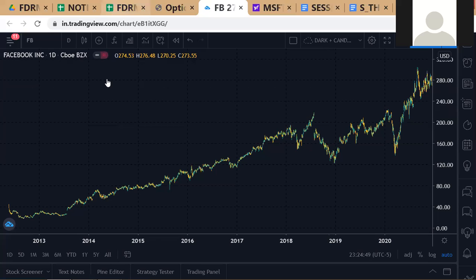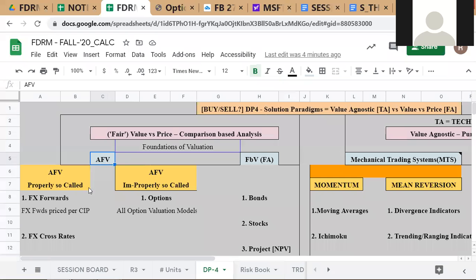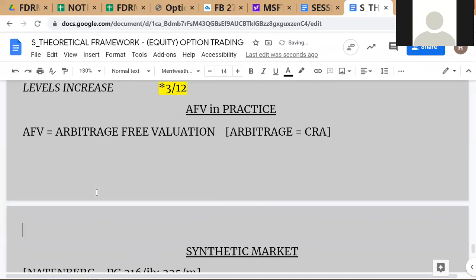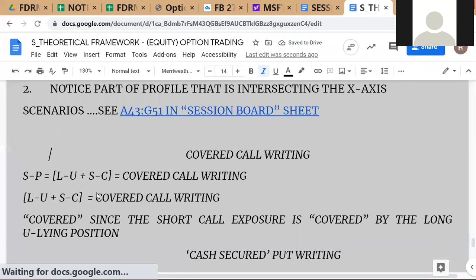But the other way of arriving at fair values is using what we call arbitrage-free valuation. This is the valuation technique that we haven't yet learned. So let's learn a little bit about that. It's an important approach to valuation. And within that, we will see there are two approaches. So let's understand what arbitrage-free valuation is as a valuation technique. Here we make use of the synthetic position, the synthetic equivalent.